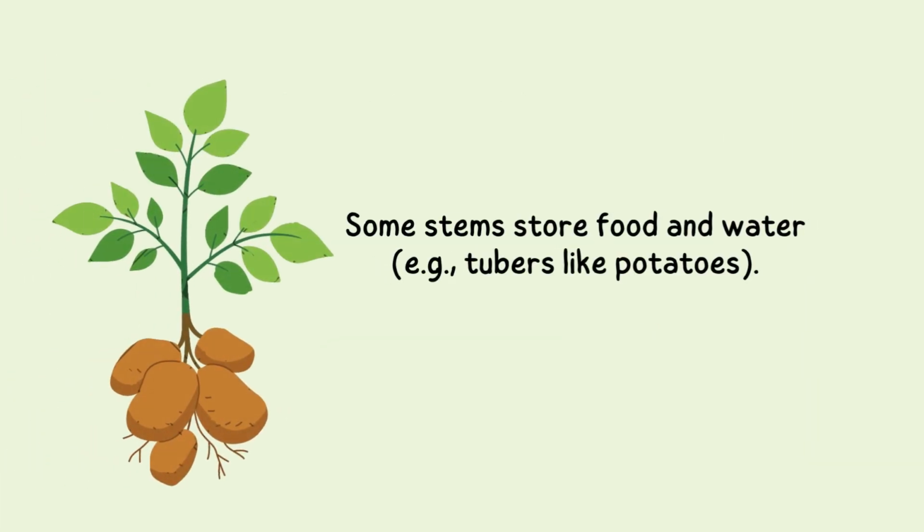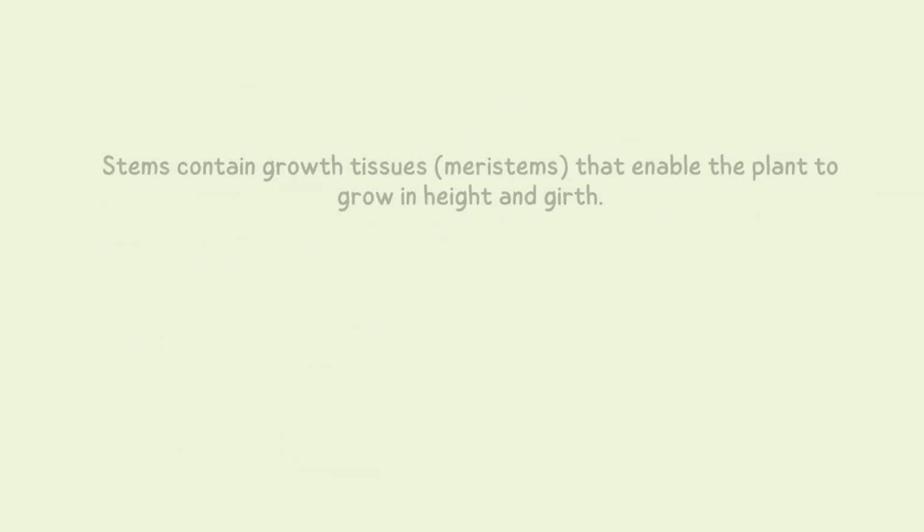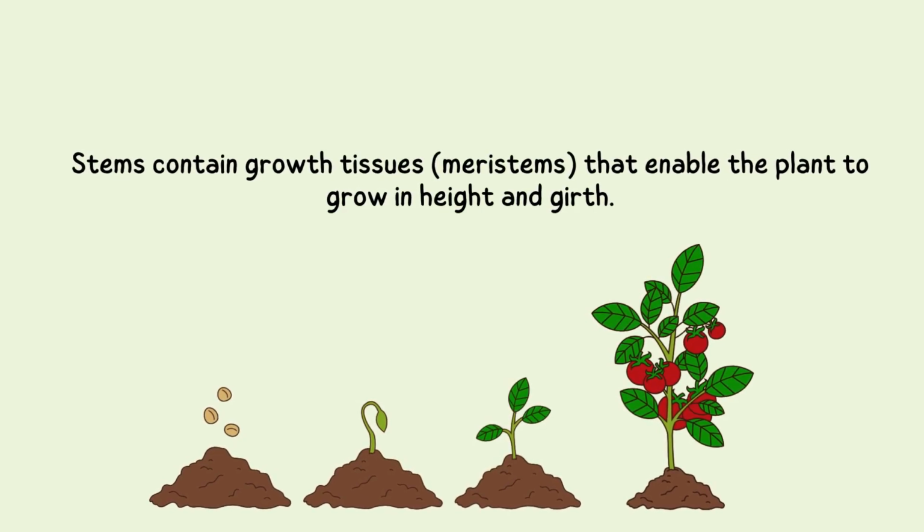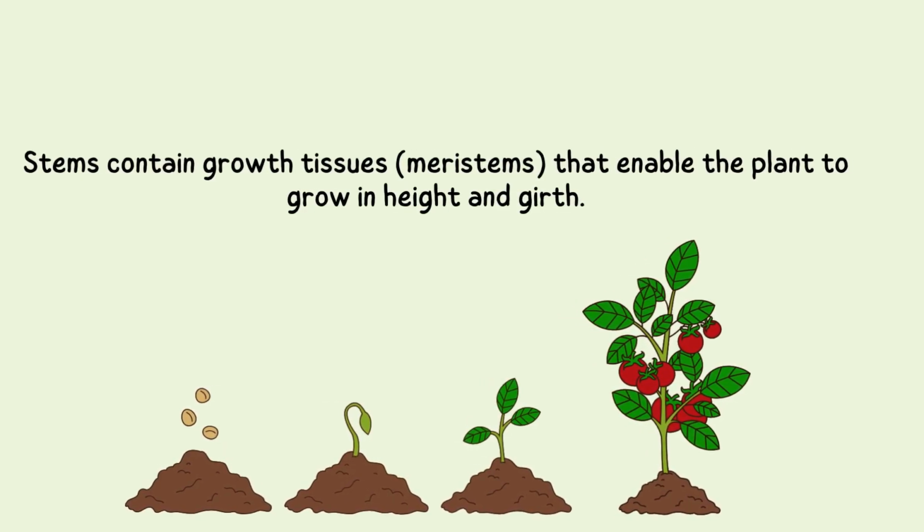Some stems store food and water, for example tubers like potatoes. Stems contain growth tissues, meristems, that enable the plant to grow in height and girth.